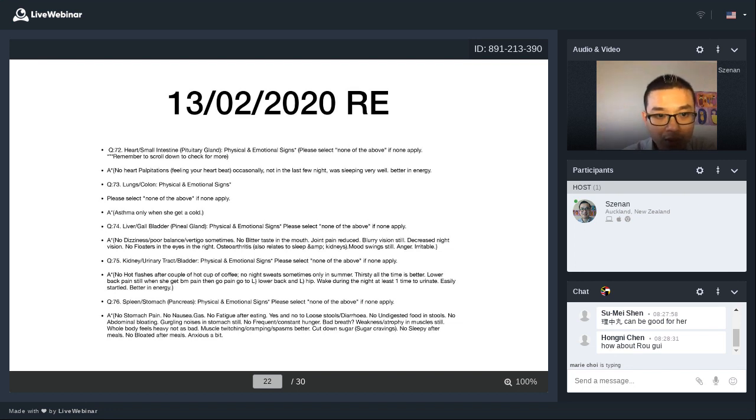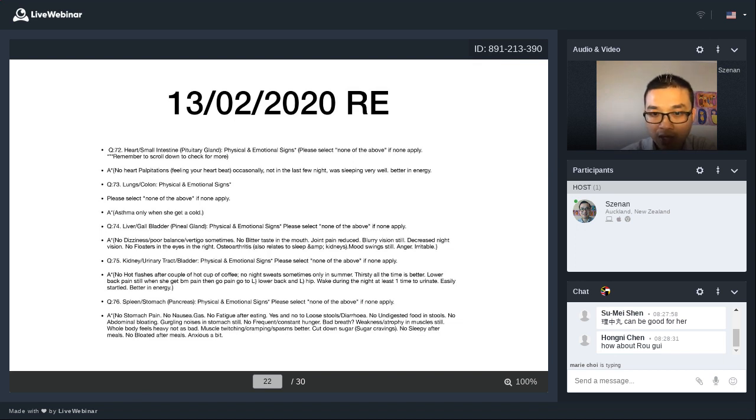Kidney: no hot flushes after a hot cup of coffee, so no hot flushes. No night sweating. It used to happen in the summer sometimes, and it hasn't been happening. Thirsty all the time is better. Lower back pain is still there when she has a bowel motion: the pain goes to the lower back, and that's still happening.